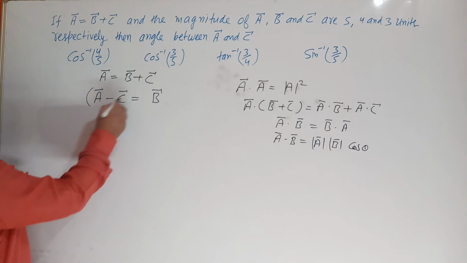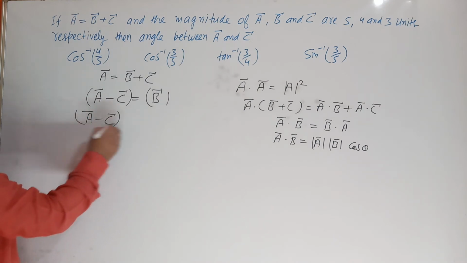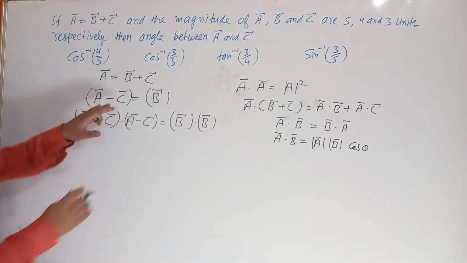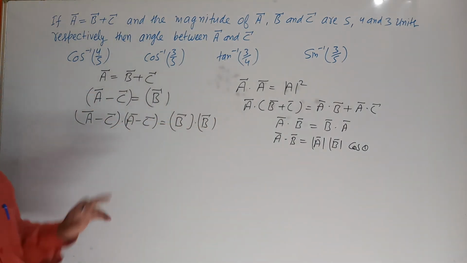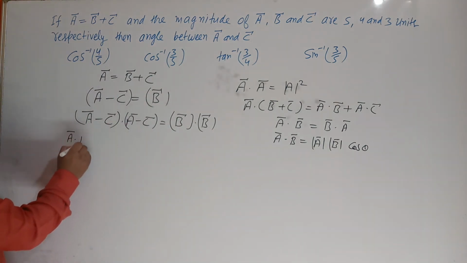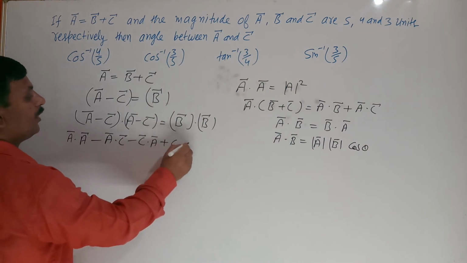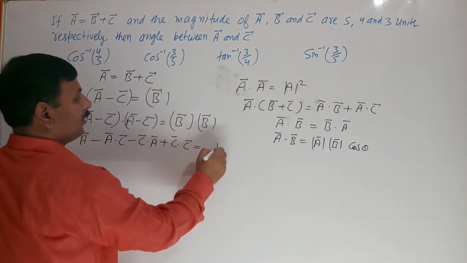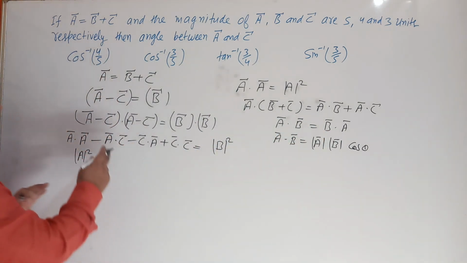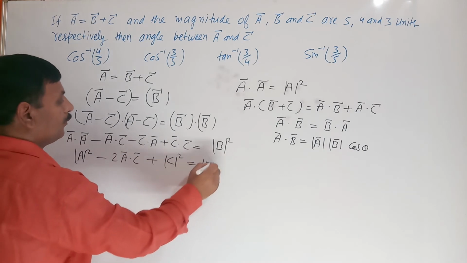So see here, A minus C is equal to B. So we are doing the dot product. (A minus C) dot (A minus C) is equal to B dot B. I have taken the dot product of LHS with LHS and RHS with RHS, because A minus C is equal to B, so both are equal. By the distributive law, A dot A minus A dot C, minus C dot A, plus C dot C. Here B dot B is mod of B square. A dot A is A square. By the commutative law A dot C is equal to C dot A, so this becomes minus 2 A dot C. Here C square is equal to B square.